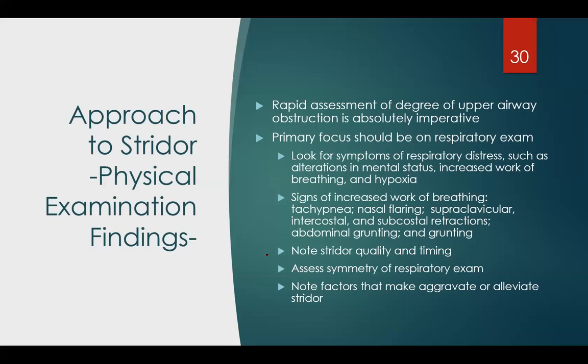All right. So rapid assessment of degree of the airway obstruction is absolutely imperative, right? So A, airway is the A in our ABCs. We need to keep that in mind. We want to look for symptoms of distress, like mental status that's awkward, the child's not behaving right, they're tripodding, they're drooling, they're hypoxic, their fingers are blue. That's bad juju.